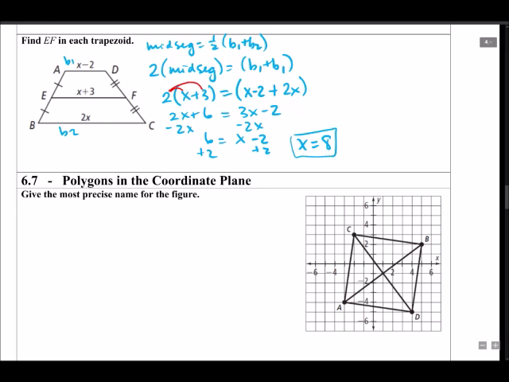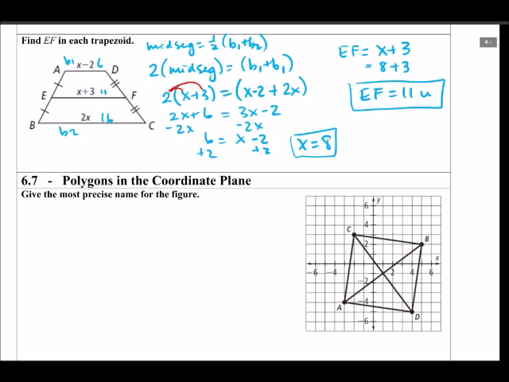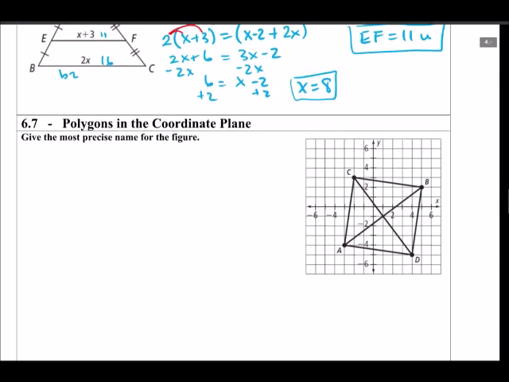So I'm supposed to find the length of EF. Well, the length of EF equals x plus 3, and I'm going to substitute in my value of x. The length of EF is 11 units long. So this is 8 plus 3 is 11. 8 times 2 is 16. 8 minus 2 is 6. Guess what? 22 divided by 2 is 11. We did good. This isn't going so badly.